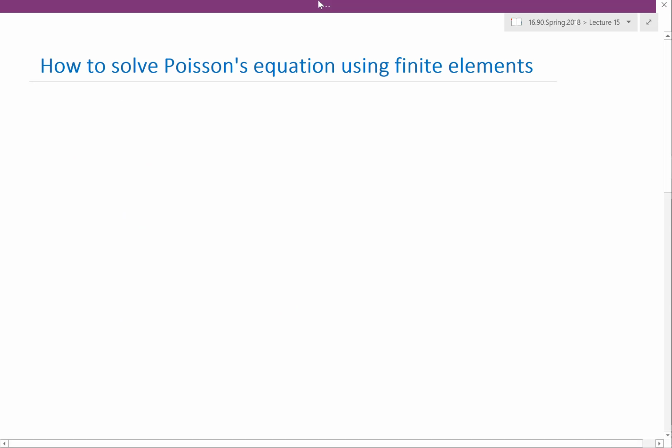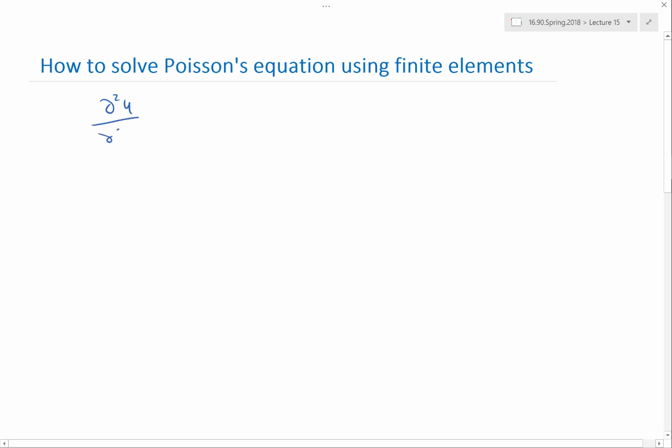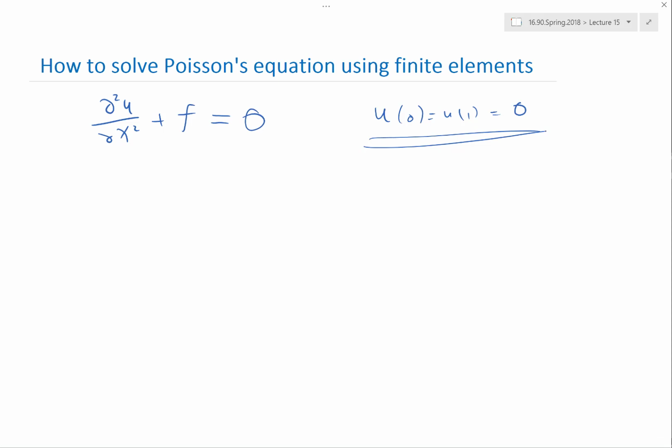The Poisson's equation is the second derivative of u plus f is equal to 0. And let's have u0 equal to u1 equal to 0. So these are the boundary conditions. So first of all, what does this boundary condition do to our finite element space? If we still use the piecewise linear and continuous functions, what is changed by the boundary condition? It removes the last half of basis. Yes, it actually removes two basis functions.